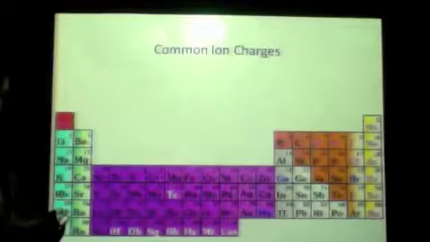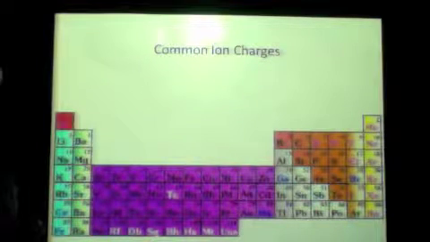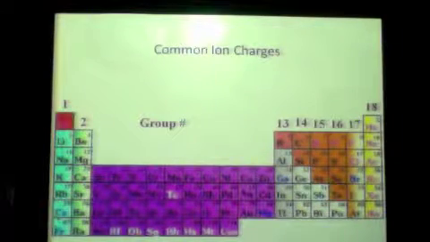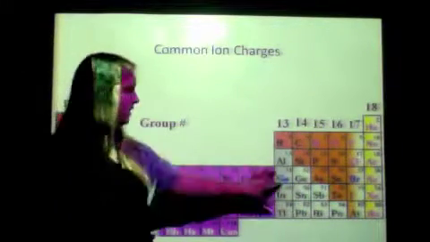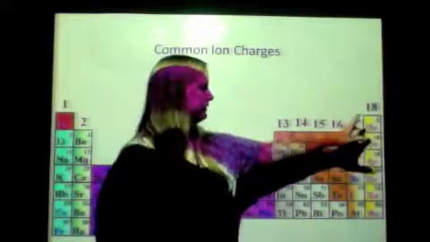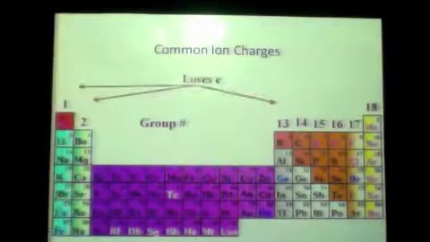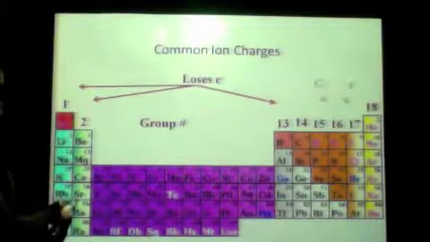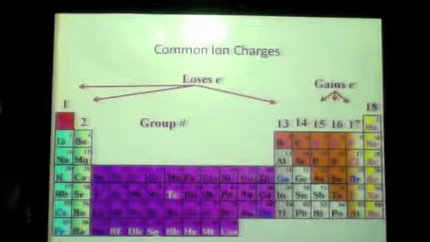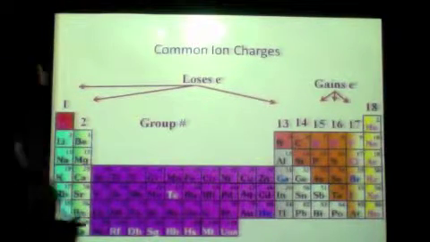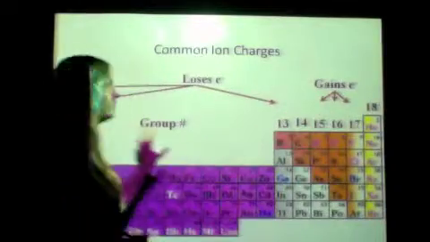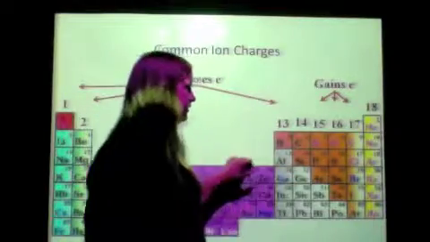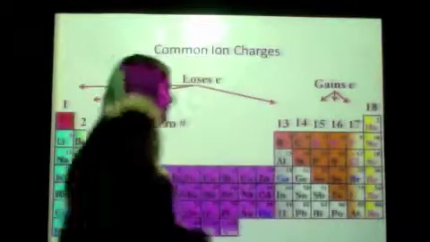Okay. Our last thing. I know this is a long video, but hang tight. Our last thing is common ion charges. We already know our group numbers. 1, 2, 3 through 12, 13, 14, 15, 16, 17, 18. You know that your metals lose electrons and your nonmetals gain. So that's what this is pointing at. Your metals lose, so up to this point, the staircase, they lose, and then your nonmetals gain.